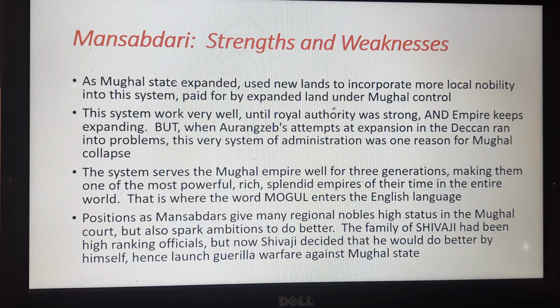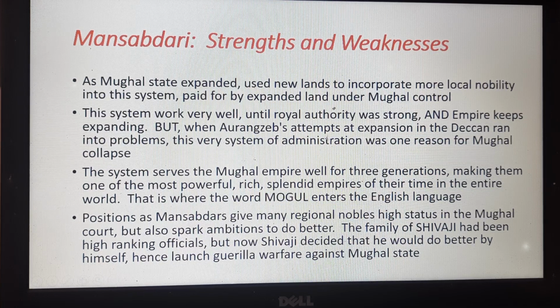As the Mughal state expanded, it used new lands to incorporate more local nobility into this system, paid for by the expanded land under Mughal control. So whatever the land was there, from everybody the tax was collected. This system worked very well as long as royal authority was strong. It was a very strong system and everybody was paying tax as long as the royal authority had a strong approach over the kingdom, and the empire kept expanding.